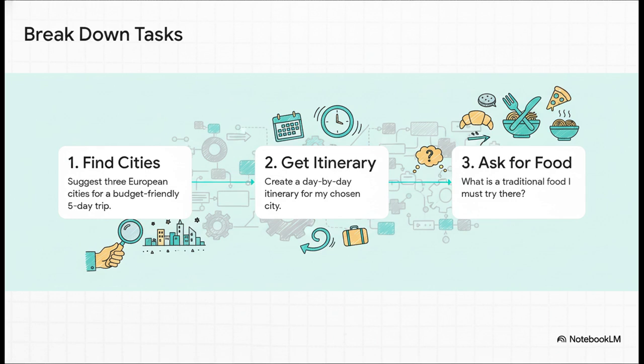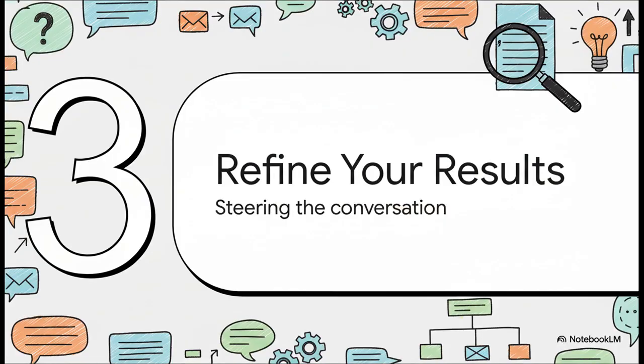It's just like talking to a person, one step at a time. It keeps the AI focused and gets you way better results. So here's something a lot of people miss. The first answer you get is just the starting point. It's not the end. A real pro knows that it's a conversation. You have to steer it and work with the AI to get to that perfect answer.